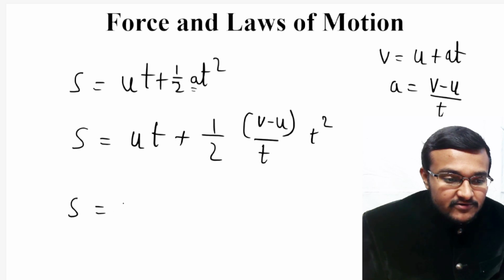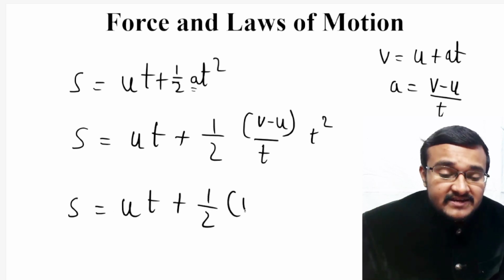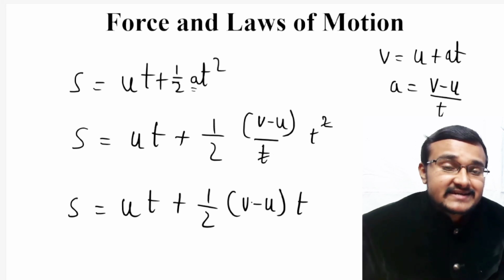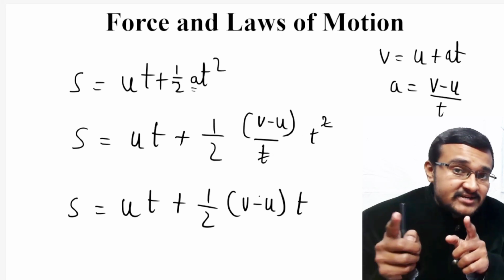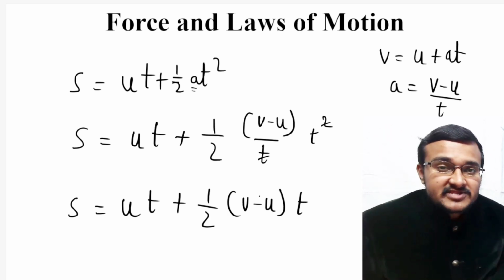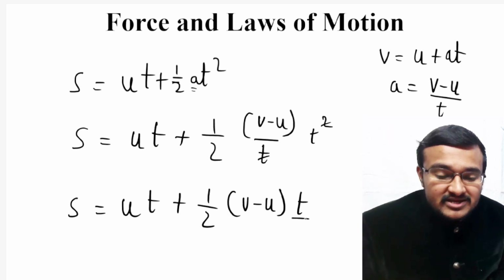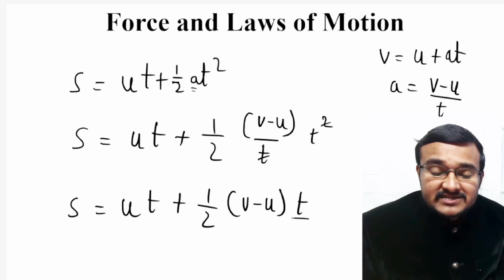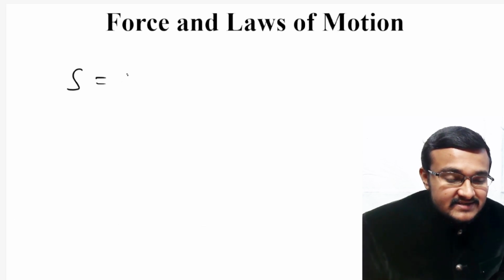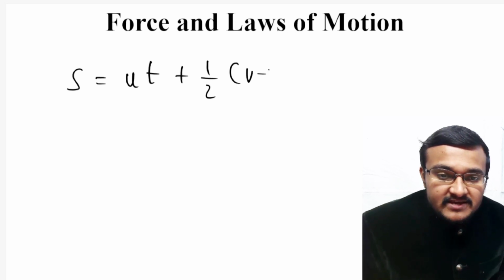So now S is equal to ut plus half (v minus u) into t, because here 1t and 1t get cancelled, because t square means t into t. So 1t in the numerator and 1t in the denominator get cancelled with each other. So 1t will be remaining in the numerator, that is (v minus u) into t. So the equation we are getting is S is equal to ut plus half (v minus u) into t.